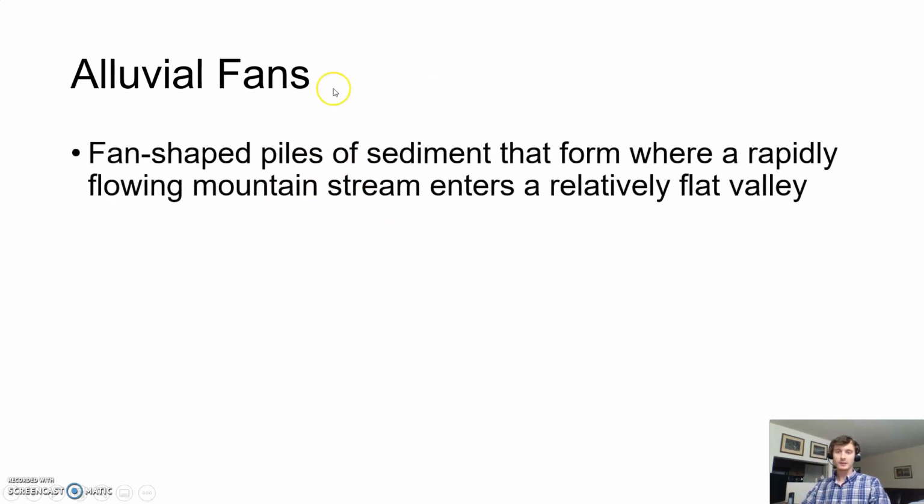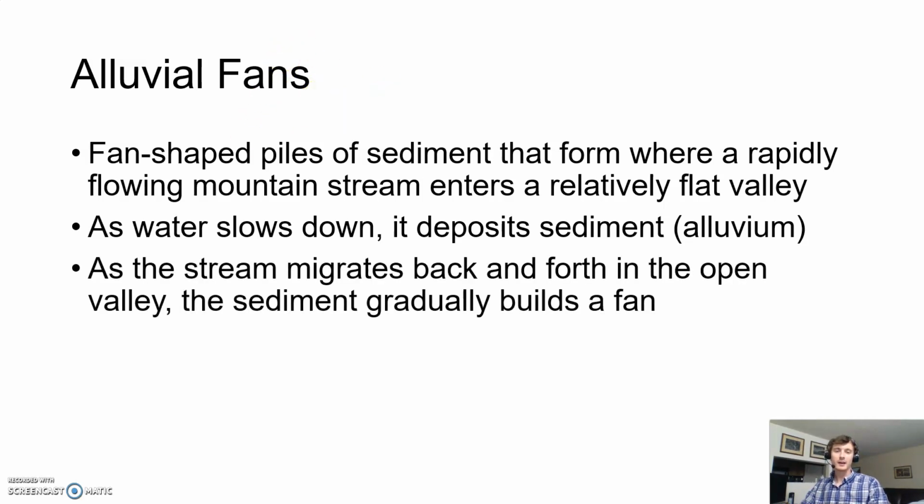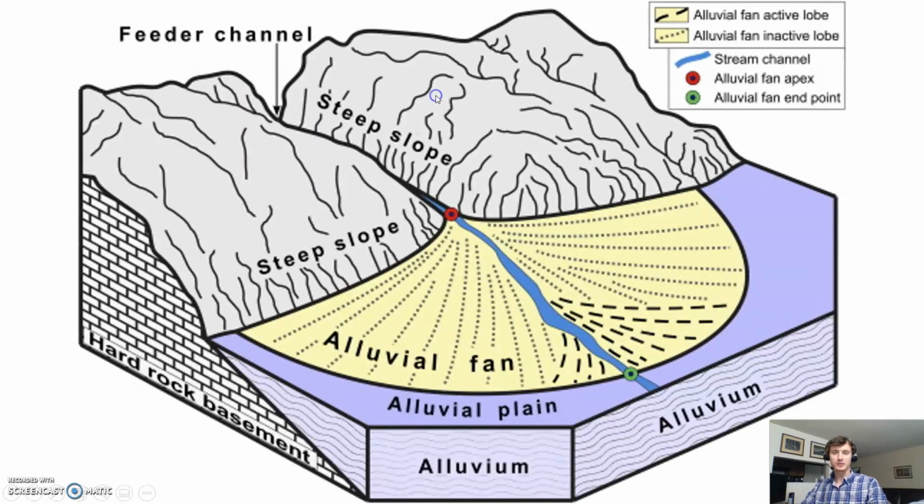First, alluvial fans. So we have these fan-shaped piles of sediment, which are where the river meets the valley, essentially. At the very end there, the river slows down, it drops the entire sediment load, and the stream channel starts to get wider. And usually you see this whenever you have a mountain right next to a relatively flat area. We'll see some photos. So the sediment itself that it deposits is called alluvium. And usually, whenever you have the stream moving back and forth in the flat valley that it enters into, it gradually builds up this fan. And sediment deposition here is due to water.